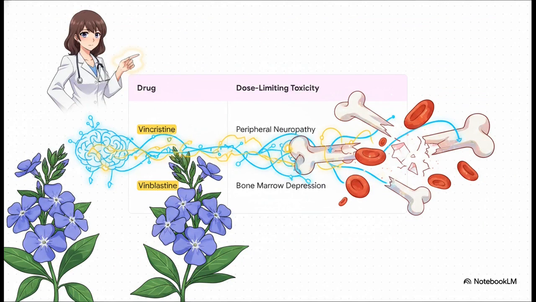All right, listen up. This is a pet question for examiners. Vincristine and vinblastine, they are both vinca alkaloids, right? But their dose-limiting toxicities are completely different. You must know this. For vincristine, think N for nerve damage, peripheral neuropathy. For vinblastine, think B for bone marrow suppression. VNC is for neuropathy, VLB is for bone marrow. Got it? Very, very important.